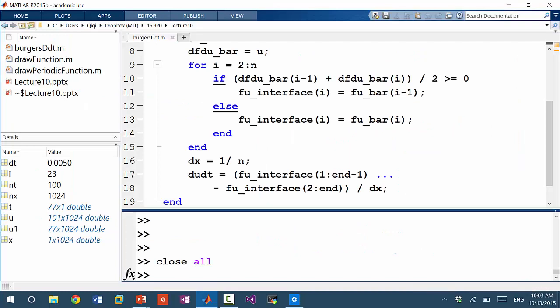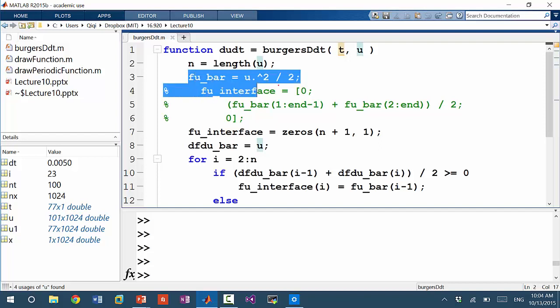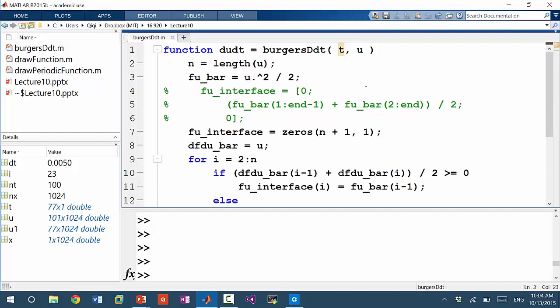And to start from our Burgers solver we constructed last lecture. In last lecture, let me remind you, we constructed a Burgers DDT that is supposed to be called by ODE45. In the beginning, we get the number of intervals. It is exactly equal to the length of U because U represents the volume averages. And F of U bar is equal to the Burgers equation flux, which we can change later on to some other equations.